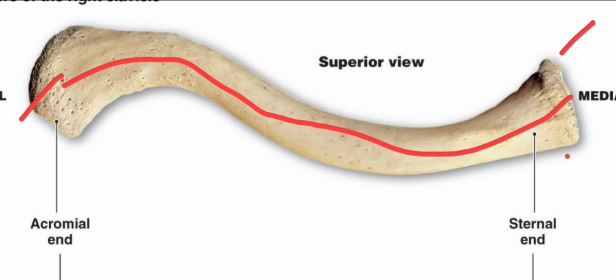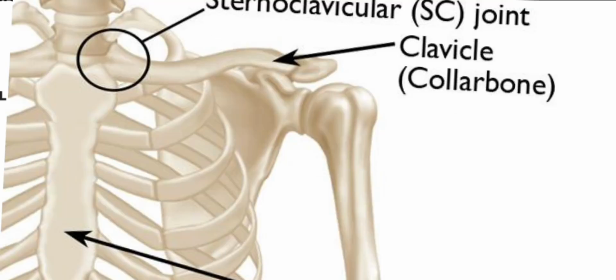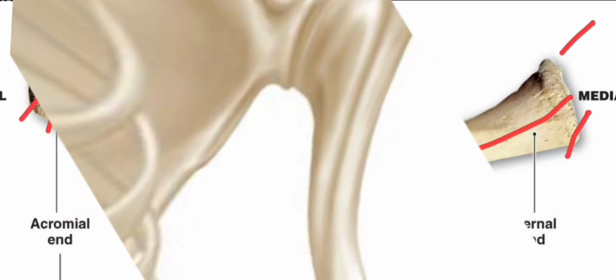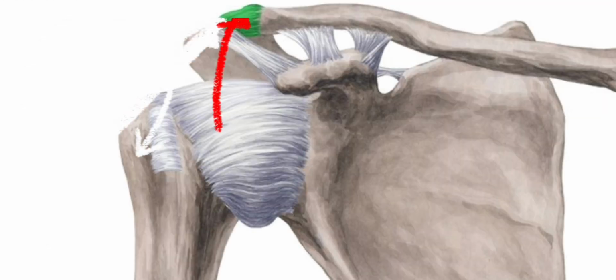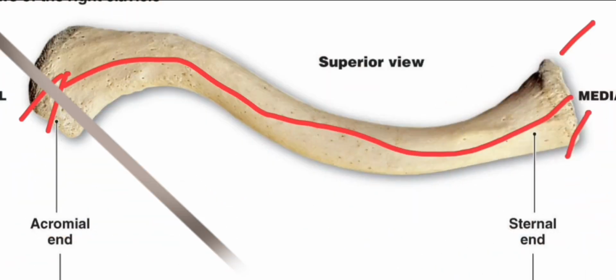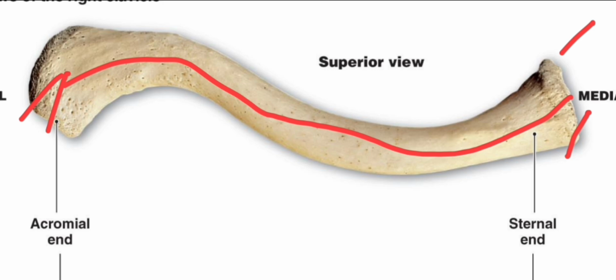The medial end is articulated with the manubrium of the sternum through the sternoclavicular joint, while the lateral end is articulated with the acromial process through a joint which is called the acromioclavicular joint. Now the medial end is also called the sternal end, and the lateral end is also called the acromial end.